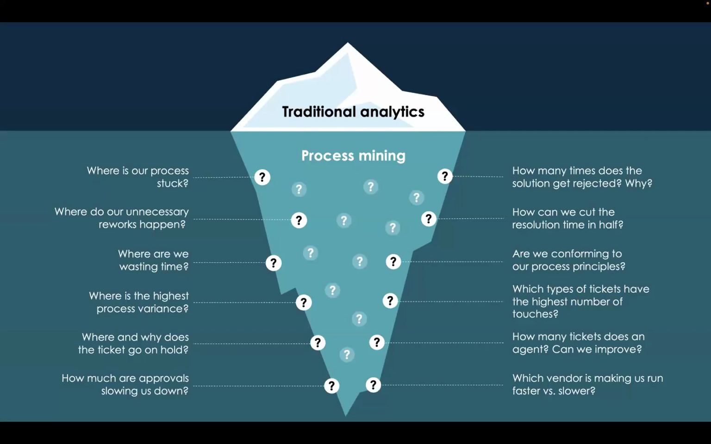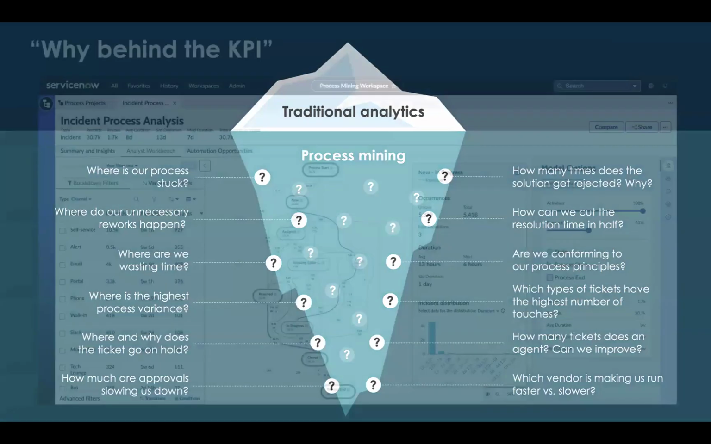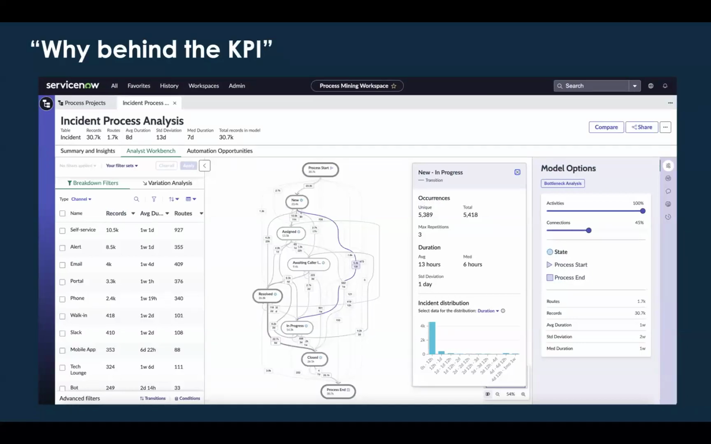So things like, where is the process getting stuck? Where is there unnecessary rework happening? Where are there incidents or tickets or cases ping-ponging between groups? Where aren't we conforming to the process we designed? All things that have historically been difficult to answer and act upon are now available in just a couple of clicks. We like to say that process mining is going to get us to the whys behind all of your KPIs, and in doing so, empower everyone involved in the process to make data-driven decisions about which improvements to make.